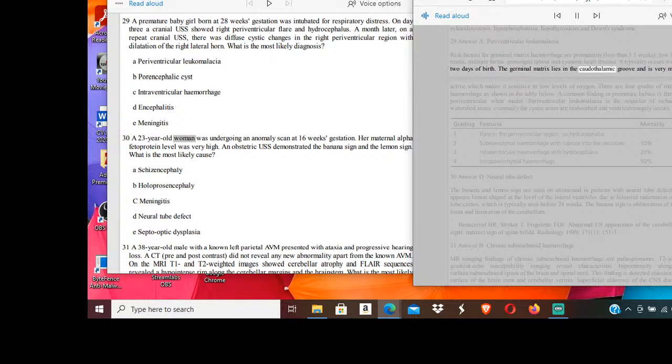The germinal matrix lies in the caudothalamic groove and is very metabolically active, which makes it sensitive to low levels of oxygen. There are 4 grades of intraventricular hemorrhage as shown in the table below. A common finding in premature babies is flare within the periventricular white matter. Periventricular leukomalacia is the sequela of ischemia in the watershed areas. Eventually the cystic areas are reabsorbed and ventriculomegaly occurs.